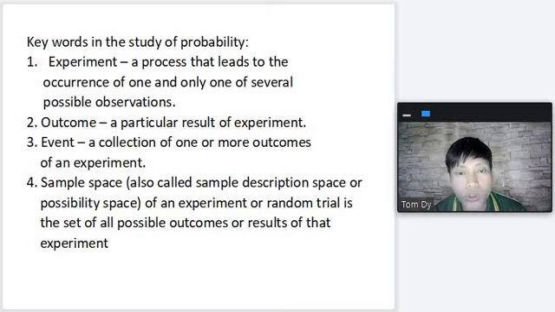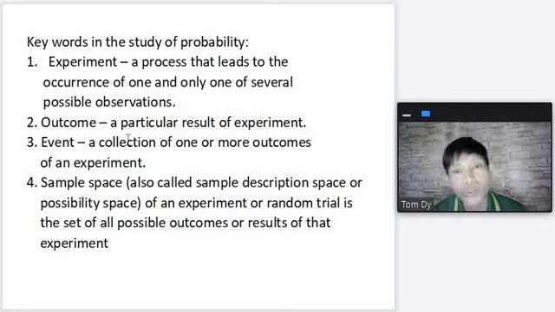And then we also have event. This is a collection of one or more outcomes of an experiment. And then lastly, we have sample space, also called sample description space or possibility space of an experiment or random trial, which is the set of all possible outcomes or results of that experiment. So be familiar with these 4 keywords when we discuss probability: experiment, outcome, event, and sample space.